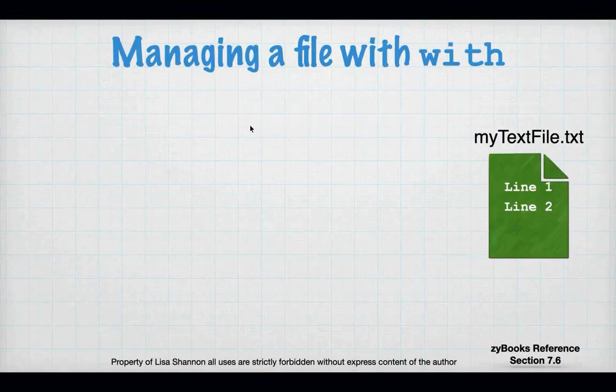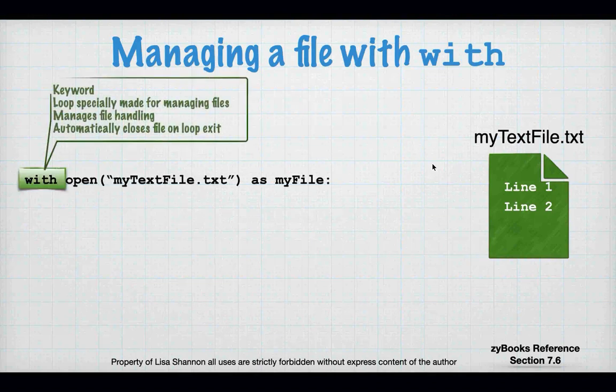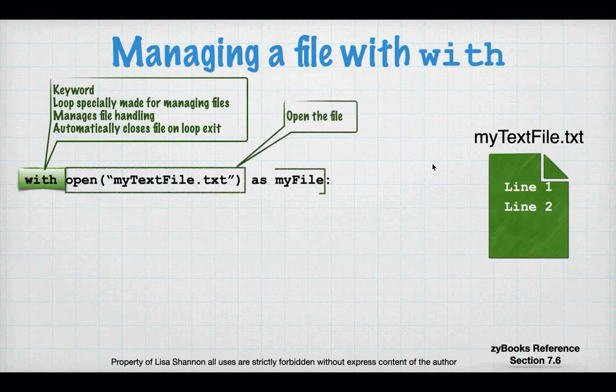So, managing a file with. So we've seen a for loop, but now we have a new keyword, and that keyword is called with. With basically is a keyword that tells Python that it's going to loop over a file, and it manages the file handling for you. So with means you don't have to explicitly close. Once you are out of a with loop, Python will automatically close the file and return any resources to the system, which will also mean that it flushes the buffer.